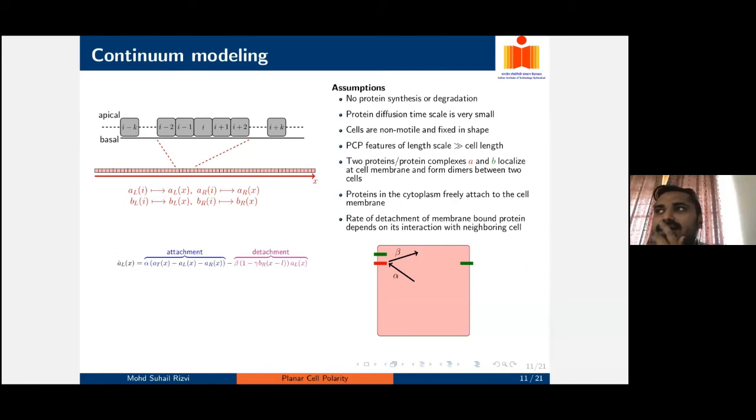Well, because of this coarse graining, the variations are also averaged over a domain, and these variations are going to vary at a much larger length scale as compared to a single cell. So in that sense, this X minus L is going to capture the average behavior, the average values of the protein in the neighboring domain.